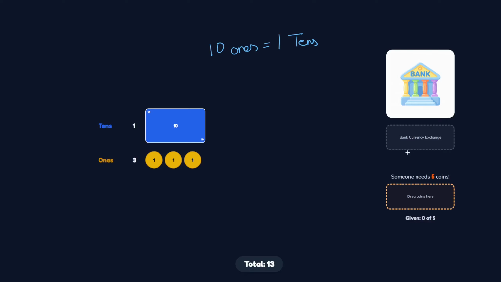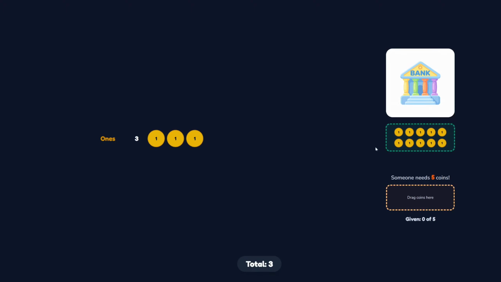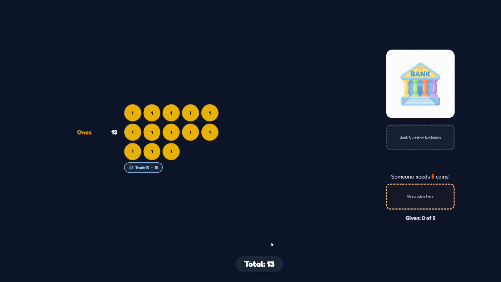So if somebody is asking you for 5 coins, you only have 3 coins. Can you count? You have 1, 2 and 3. We can't give them 5. So what do we do? You go to the bank to exchange it. We take our 10 currency note, go to the bank and tell them, hey, can you give us 10 coins for it? And here the bank has 10 coins ready. We get the 10 coins back. We still have 13. We did not lose any of our money. But now that tens is gone and ones increased to 13.